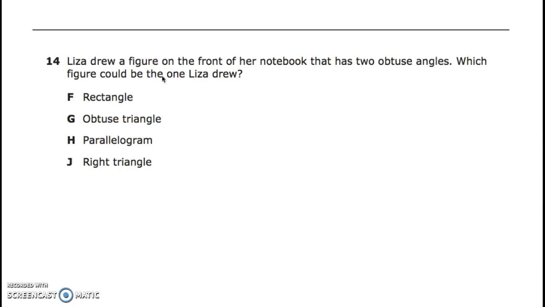Number 14. Lisa drew a figure on the front of her notebook that has two obtuse angles. Which figure could be the one Lisa drew? A rectangle, an obtuse triangle, a parallelogram, or a right triangle? Pause this video now to work the problem.